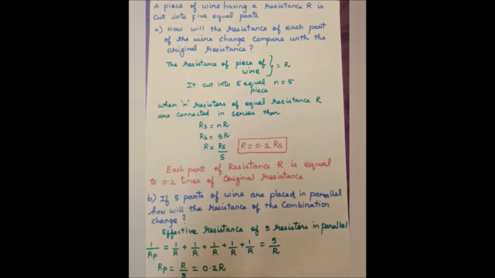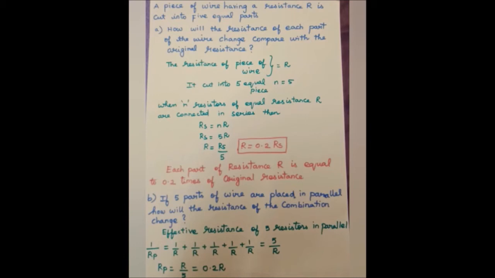Here N equal to 5. Substitute, Rs equal to 5R. Therefore, R equal to Rs by 5. Finally, we get R equal to 0.2 Rs. Each part of resistance R is equal to 0.2 times the original resistance.